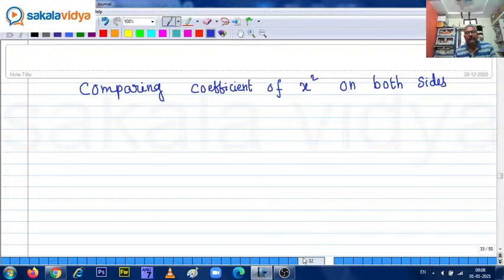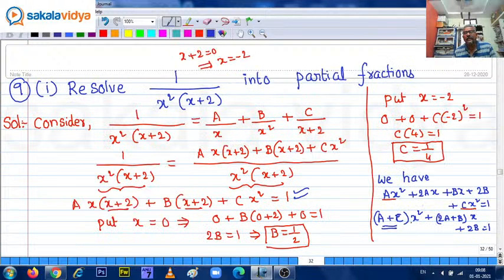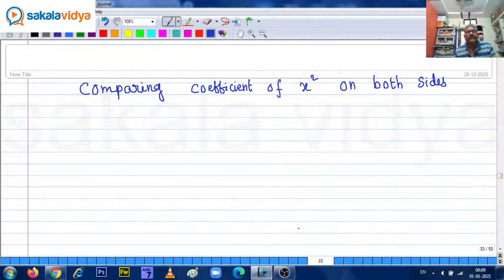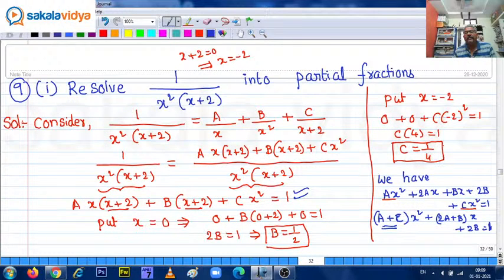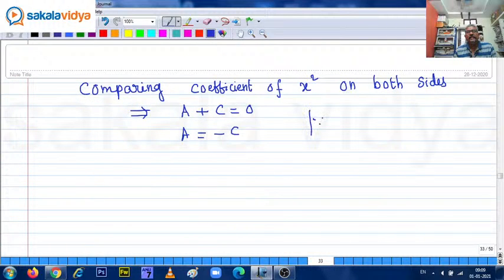Here the x square coefficient is a plus c, and on the right hand side there is only 1. That's why we get a plus c equals 0. We need the a value: a is equal to negative c. Go back, what is the c value? Already determined, c is 1 upon 4. So since c equals 1 upon 4, a becomes negative c, that is minus 1 upon 4. a equals minus 1 upon 4.